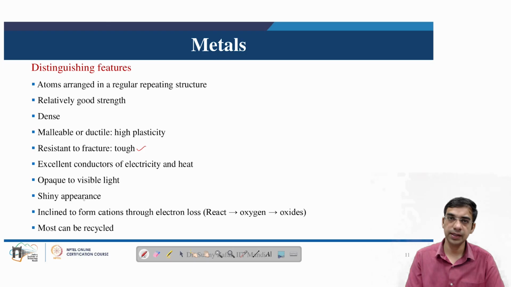They have a shiny appearance. Of course, this is when they are freshly cut or polished. They have an inclination towards forming cations through electron loss. So this means they react with oxygen to form oxides. And most metals can also be recycled easily.